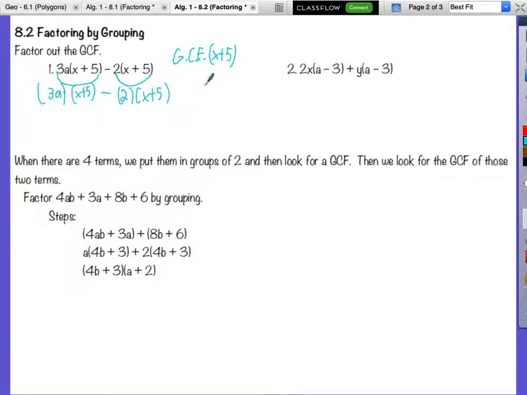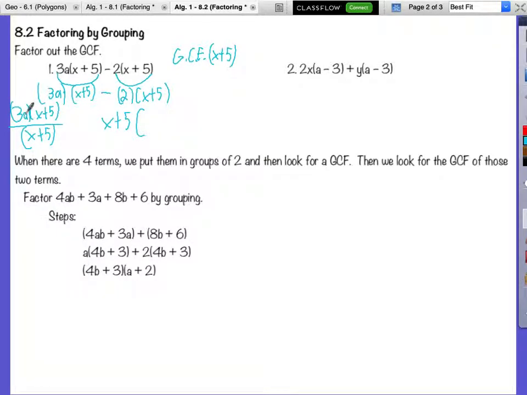So if we take 3a times x plus 5, and we divide it by our GCF x plus 5, set up our parentheses here. What do we get when we divide this? Can we just divide this x plus 5 and this x plus 5? Yes, we can, because these are multiplying.